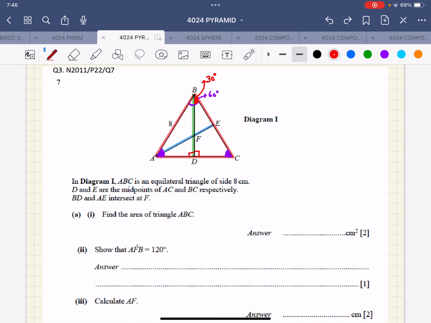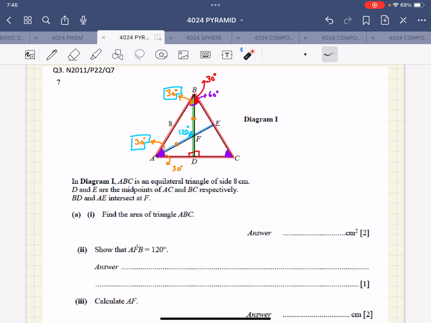Now what else can I apply? I can apply this idea that this is 30. Therefore, this is also 30. The same goes over here. This is 30. Therefore, this is 30. And therefore, these two sides are equal. So now if this is 30, if this is 30, therefore this has to be 120 because the sum of the angles in a triangle is 180 degrees. So 30 and 30 is 60. 180 minus 60 is 120. I have proven this point.